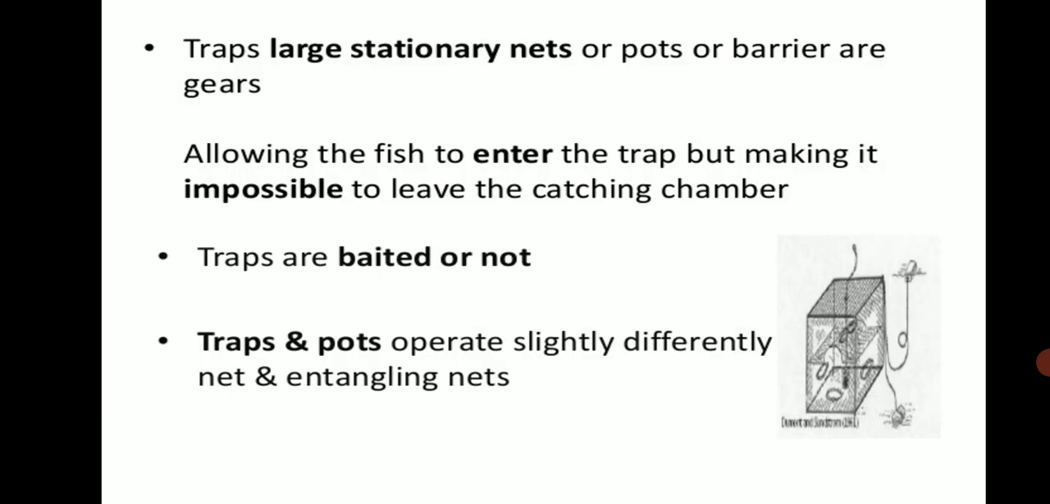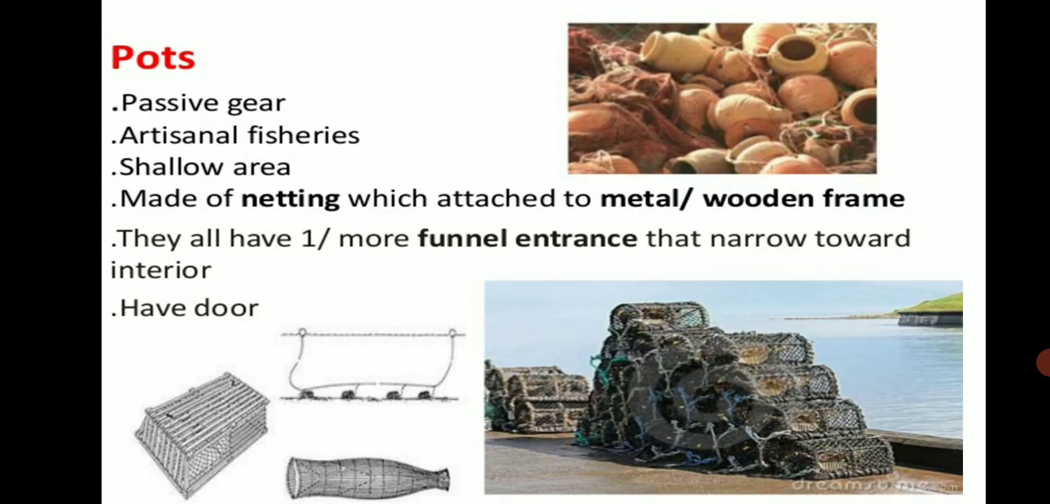Traps are large stationary nets, pots, barriers or gears that allow the fish to enter the trap but make it impossible to leave the catching chamber. Traps are baited or not. Traps or pots operate slightly differently from nets and entangling nets. Pots are passive gear used in artisanal fisheries, in shore areas.